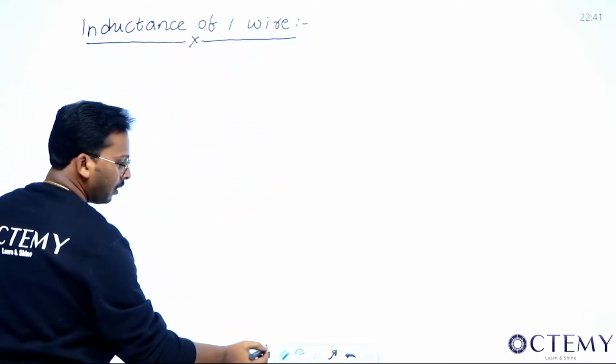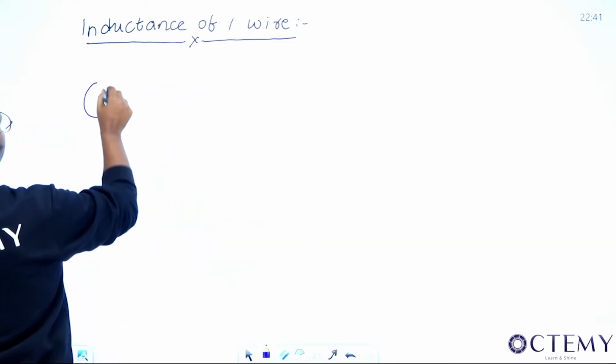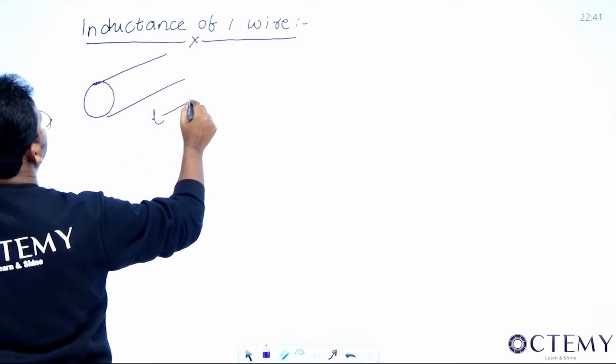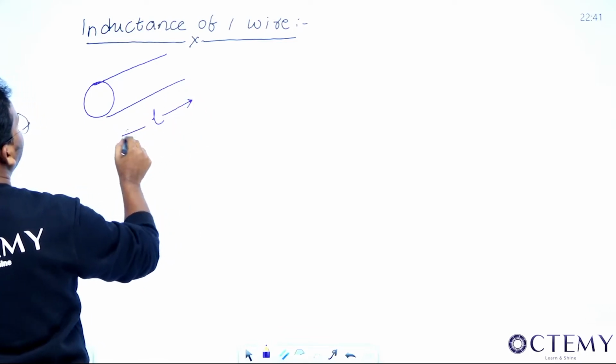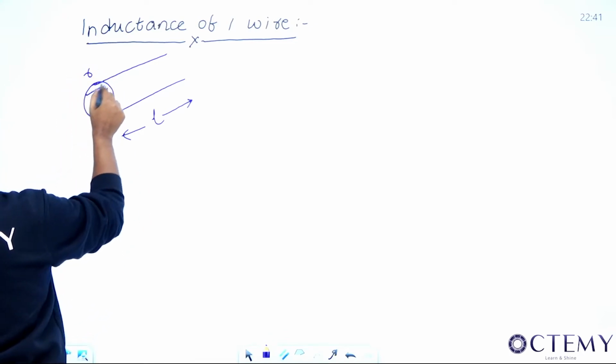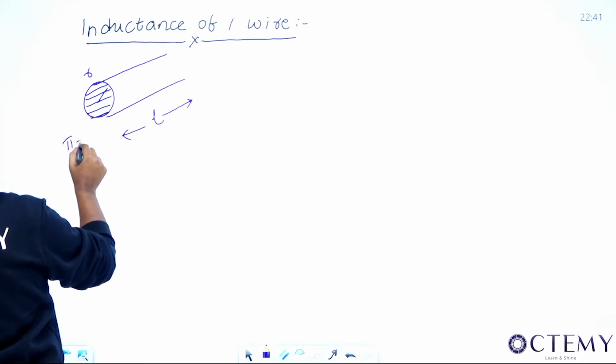Now, assume you have a wire like this. Say the length of the wire is L and the radius from here to here is R. So the area of cross section will become what? This will become pi R square.